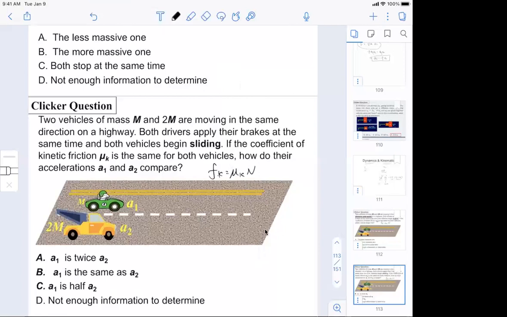Let's take a look at our results. So we have A is most popular. A: A1 is twice as much as A2. B: they're the same. C: A1 is half of A2.